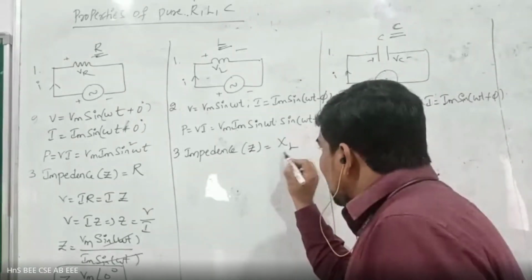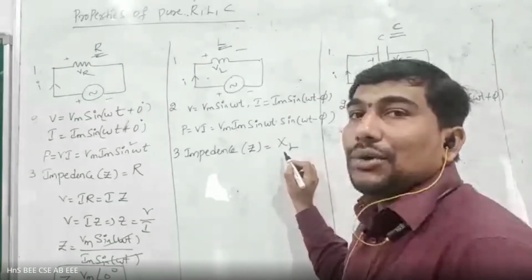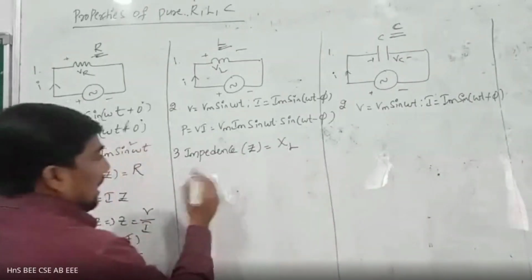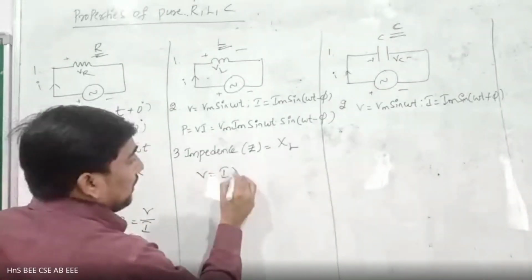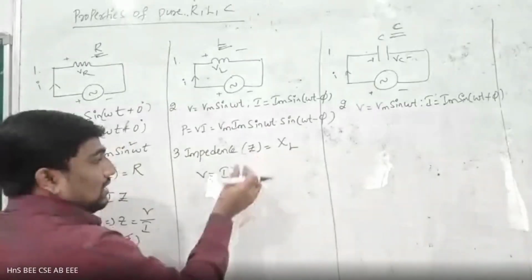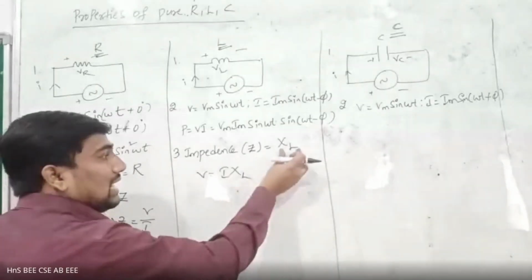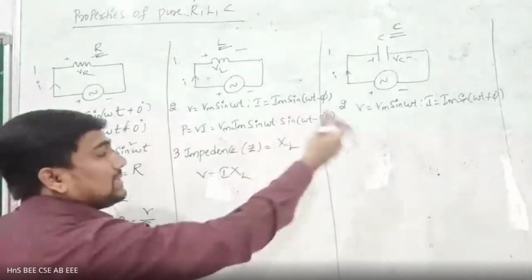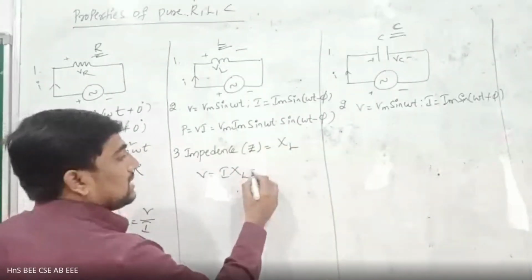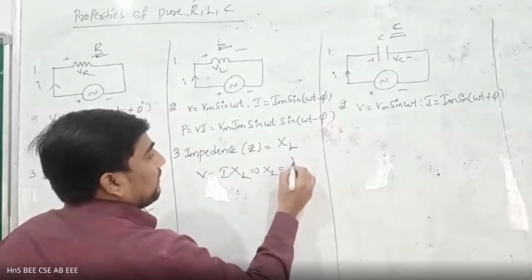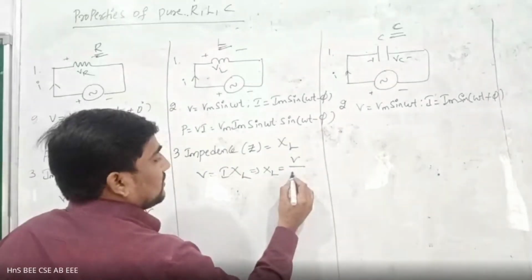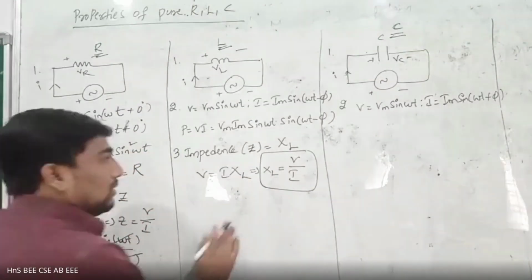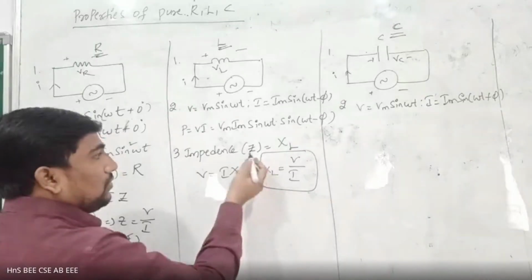XL is inductive reactance. Now simply Ohm's law is V equal to I into XL. In the R place, here it is a pure inductor, so we write XL. For a resistor it would be R. For a capacitor you have another form. From this, XL equal to V by I. Now V by I is nothing but what you already know very well, Z.